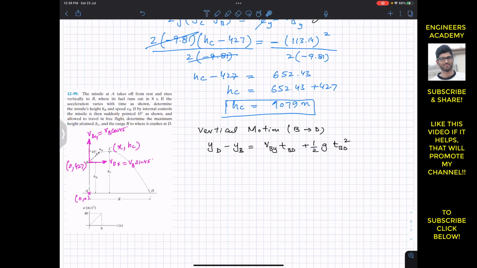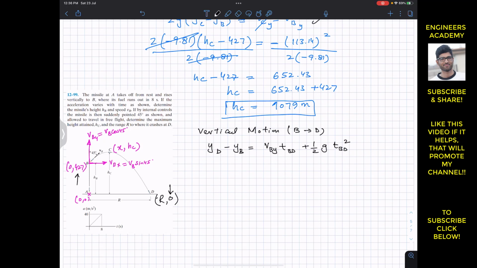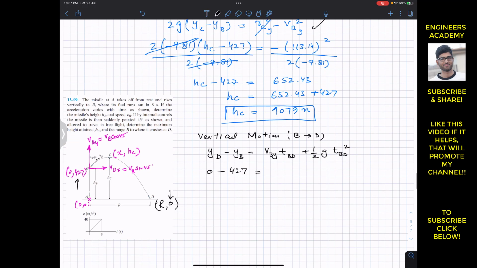Now the coordinates of point D will be r, since the distance from the origin in the horizontal direction is this r. So the x coordinate will be r and the y coordinate will be 0. So we can write that this is (r, 0). This is yd and this is yb, the y coordinate of the missile at B and at D. So this is 0 minus 427, and again vby is 113.14.